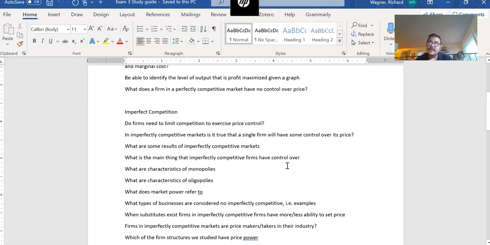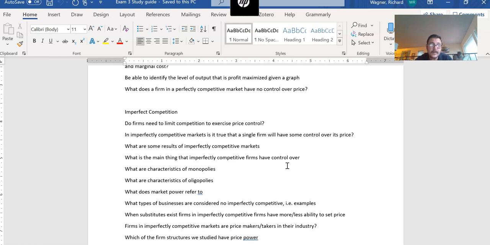Okay, so this is basically just relaxing one assumption, and that they're now price makers. So monopolistic competition, oligopoly, and monopoly, they're all price makers. Okay, so let's see, do firms need to limit competition to exercise price control? They have a limited competitive situation. It is limited in the sense that they have some market power. So they have to be able to have some type of limited competition to be able to have price power. That's what allows them to have some power over their customer.